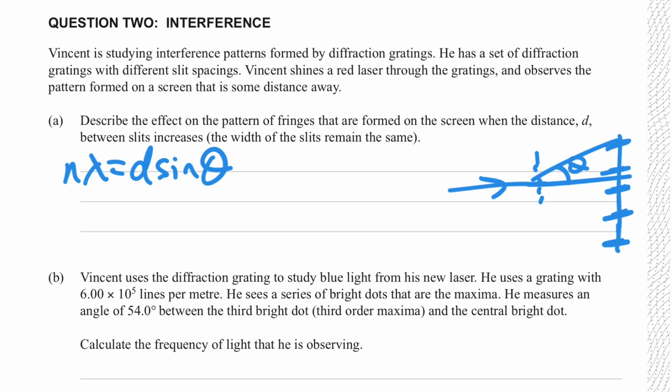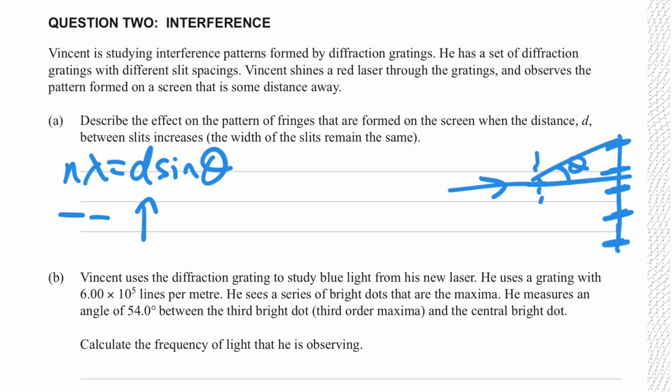Anyway, describe the effect on the pattern of fringes that are formed on the screen when the distance d increases. So the distance is increasing. The wavelength stays the same. If we consider, say, it's no point considering the central 0th fringe, but if you consider any of the other ones, first or second or third, whichever one you choose, n stays the same.